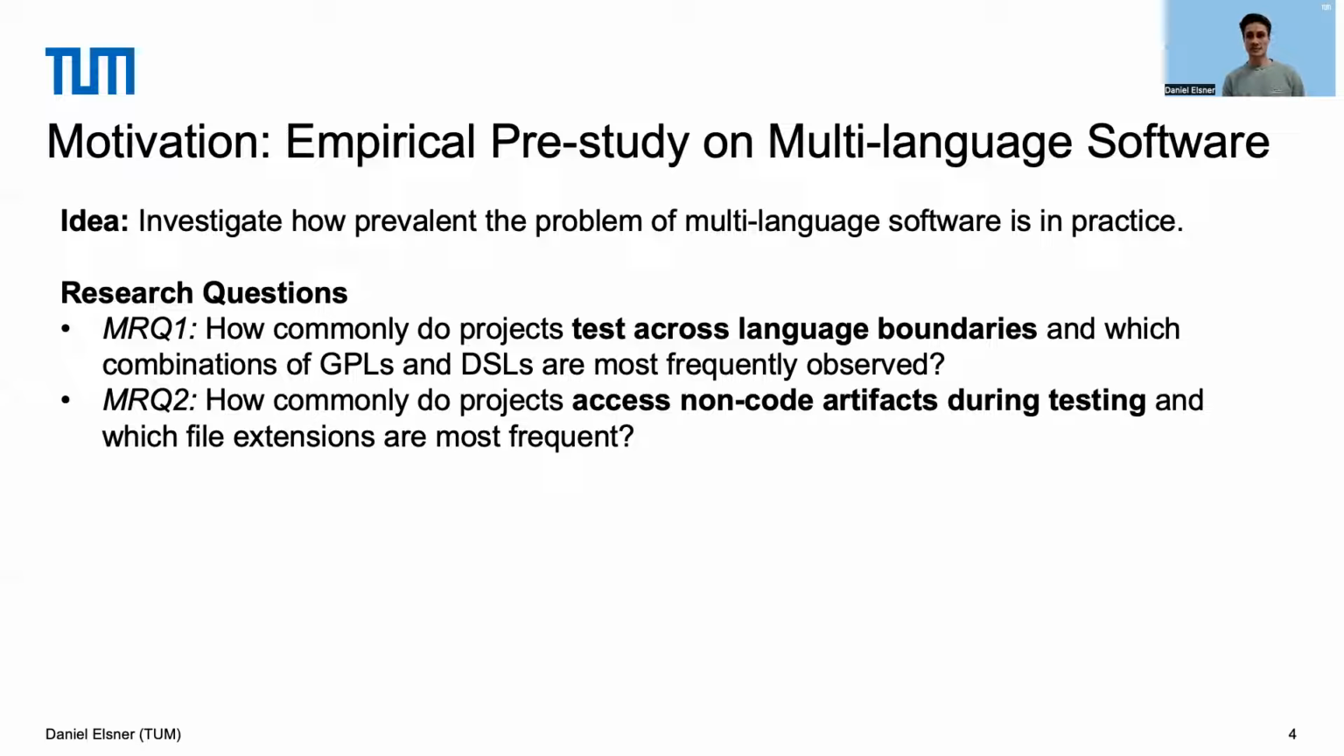The second motivating research question is basically the same, but targets non-code artifact usage. Here we ask: how commonly do projects access non-code artifacts during testing, and which file extensions are most frequent?